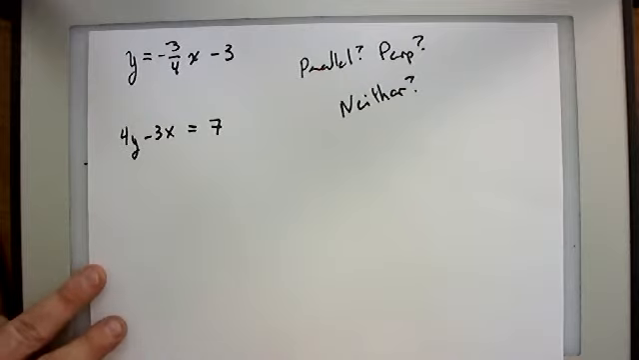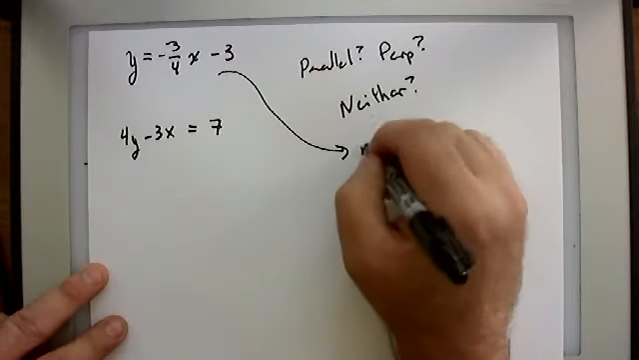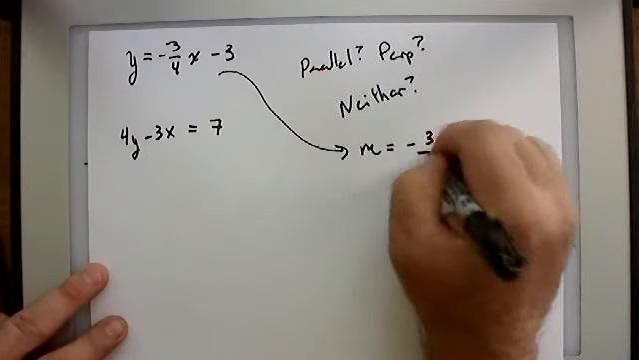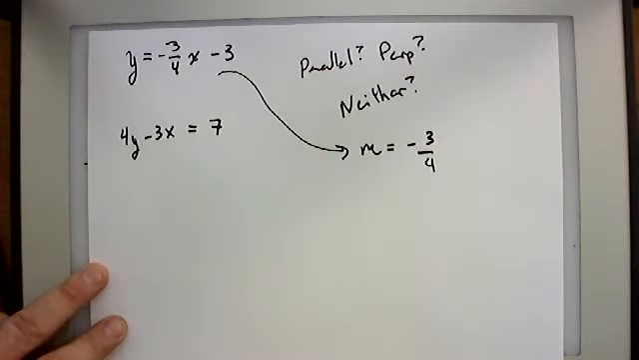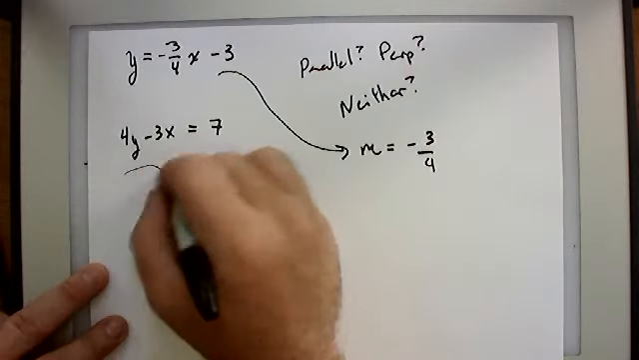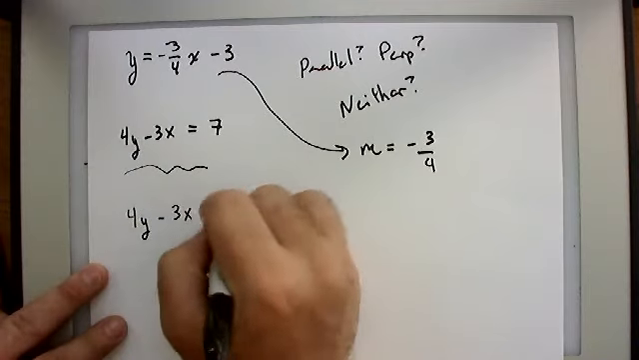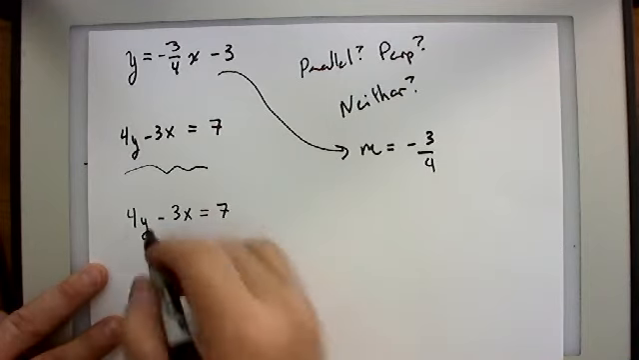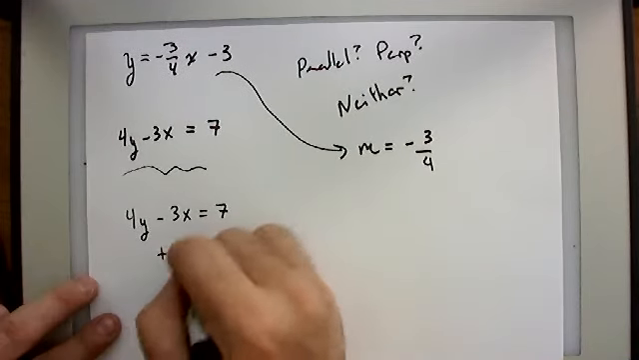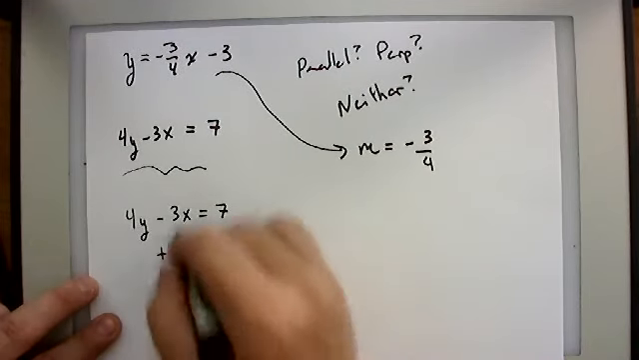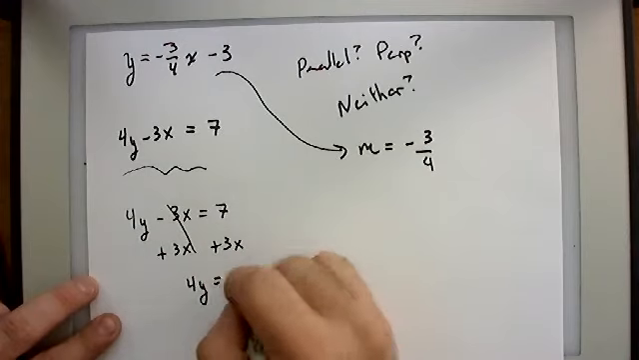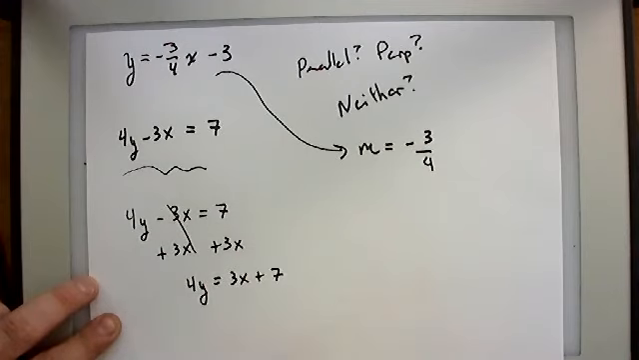Let's compare slope. The first line is in y equals mx plus b, so the slope is straight up, -3 over 4. The second equation is not in y equals mx plus b, so we probably want to get it there. So let's review that. Remember how this goes. We want to get y by itself, so let's add 3x to both sides. Hopefully this is all coming back, right? 4y equals 3x plus 7. We want to get y by itself, so divide by 4.